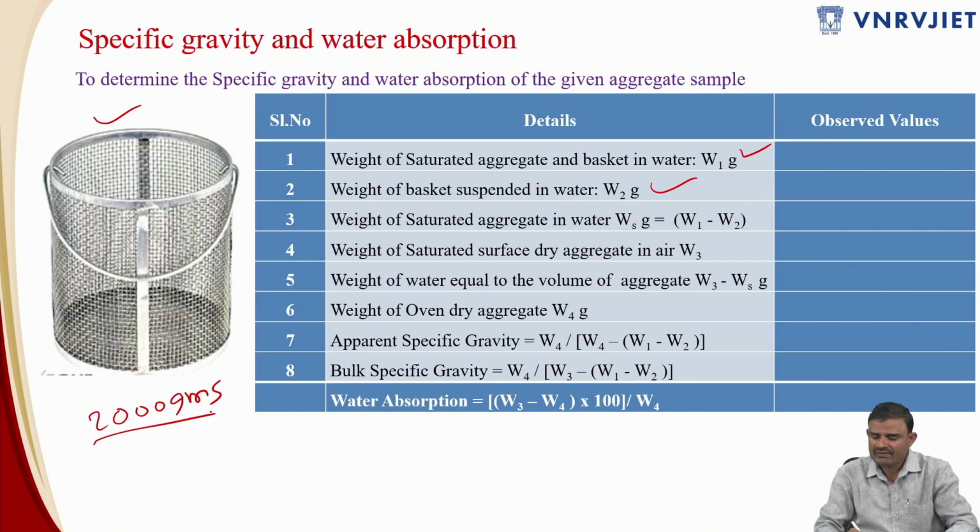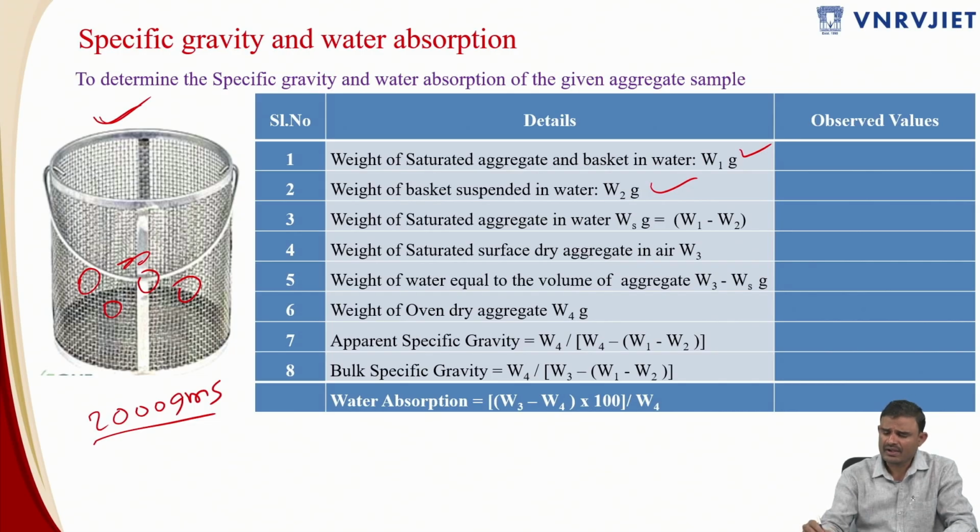After that, the weight of the saturated aggregate and basket. Before taking the weight, I have to give some number of jolts to the aggregate present in this basket in order to make it free from dust. You pour the aggregate particles into the basket and give somewhere around 20 jolts, and the aggregate is kept in water for a duration of 24 hours, such that it undergoes water absorption and is in saturated condition.